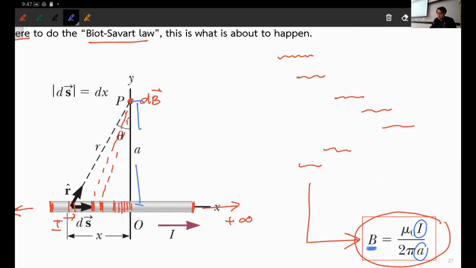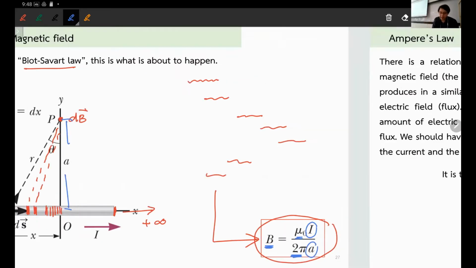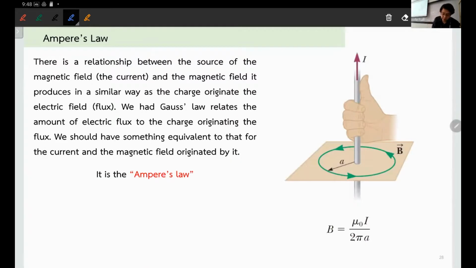So that's good. It's just a matter of the factor in the front that pops up, but other than that, it makes sense. B is supposed to be proportional to the current and inversely proportional to the distance from the wire. Okay, so we are going to get to this result using another law, which is much simpler to try, and we call it Ampere's law. All right, guys, this is the last stuff that we're going to learn in this course.